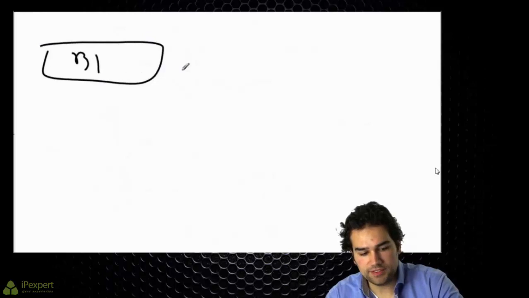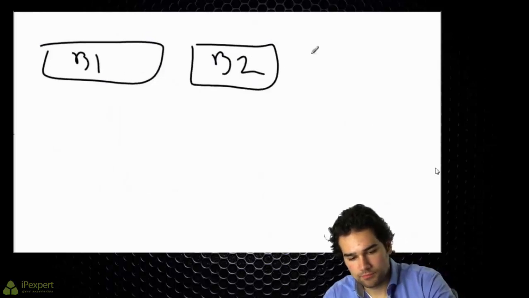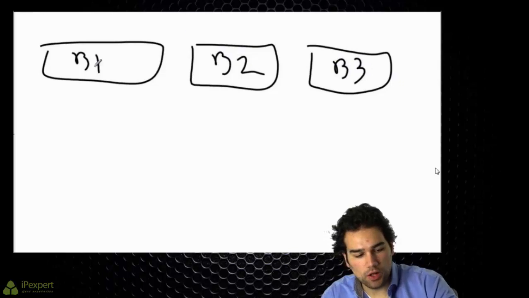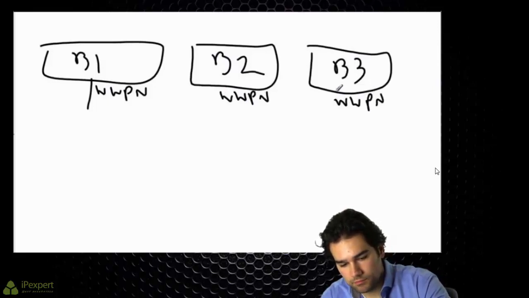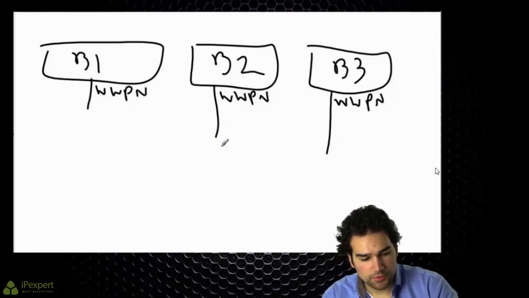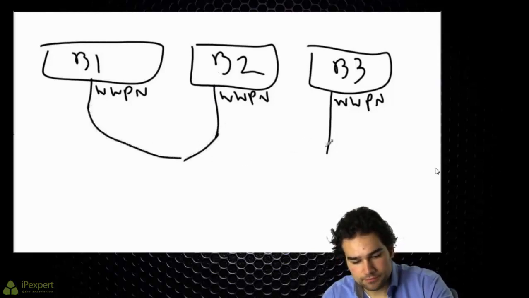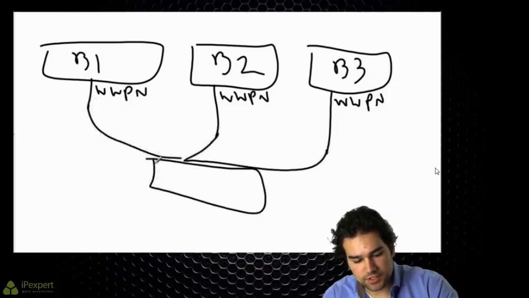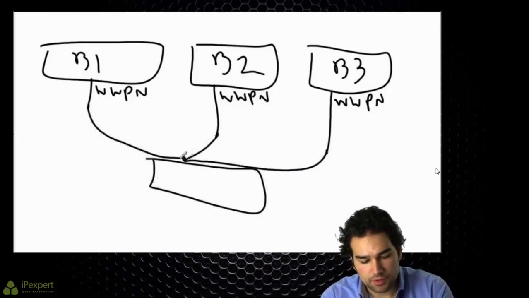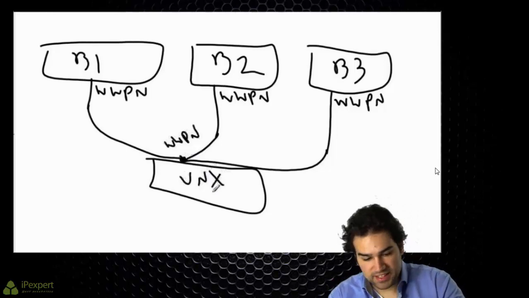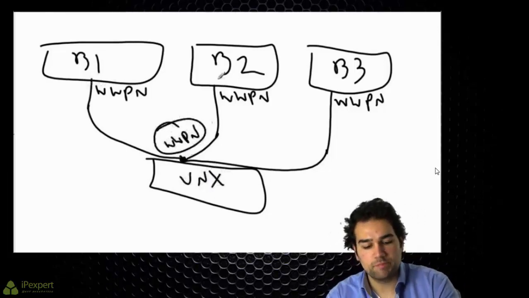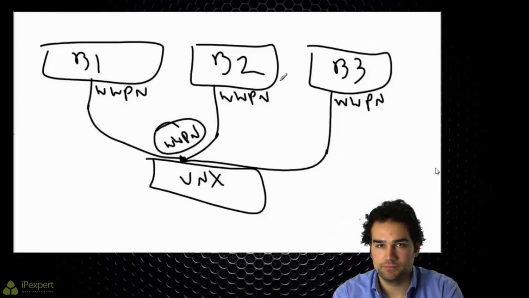I have different blades, and those blades will all have their own worldwide port name, right? Going down, that VNX down here is going to receive those requests on a single port with a single worldwide name. So this VNX or NetApp or what you want to use there is going to have a single worldwide name where it's going to expect traffic from all three blades on.